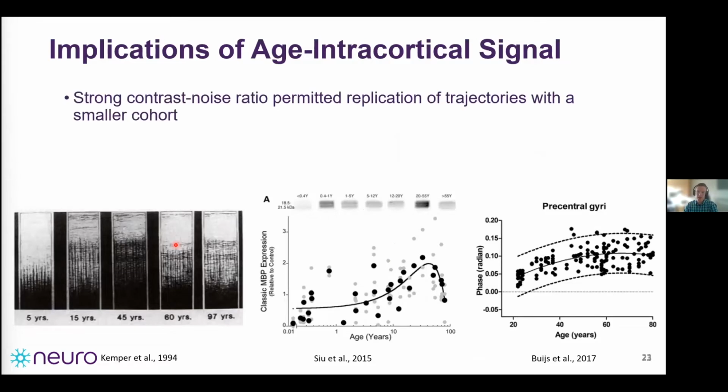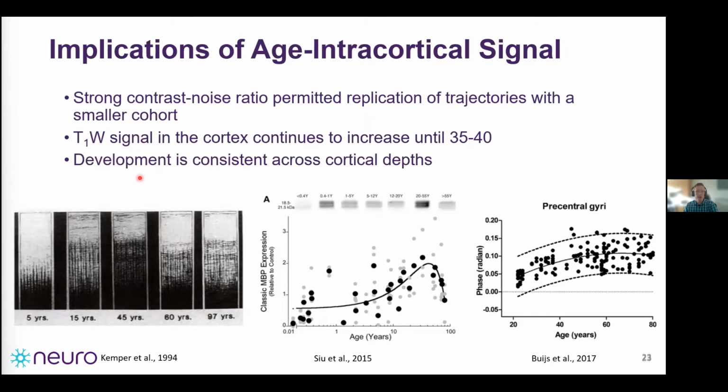So in this work, we show that T1 weighted intracortical signal peaks between 35 and 40, depending on the region. This change over this time could be a compensatory mechanism, as we're not really expecting large cognitive changes during this period. And it matches other histological work showing elevated myelin levels in adulthood. So as was shown with this myelin stain by Kemper in 1994, and this myelin basic protein extraction from Su et al. 2015, also showing a peak in mid-adulthood.